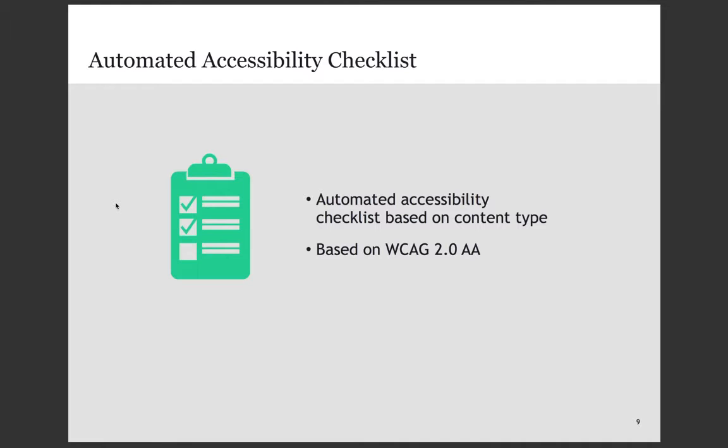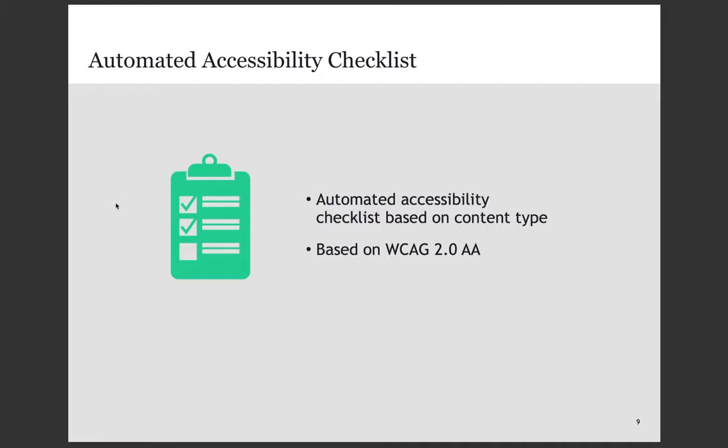So the first thing that it'll run through is an automated accessibility checklist, and that checklist will check for common accessibility issues within the type of content that was just added. That can be anything from high-level checks, for example, is this a scanned document, down to very fine-grained checks, for example, contrast checks at the individual character level.